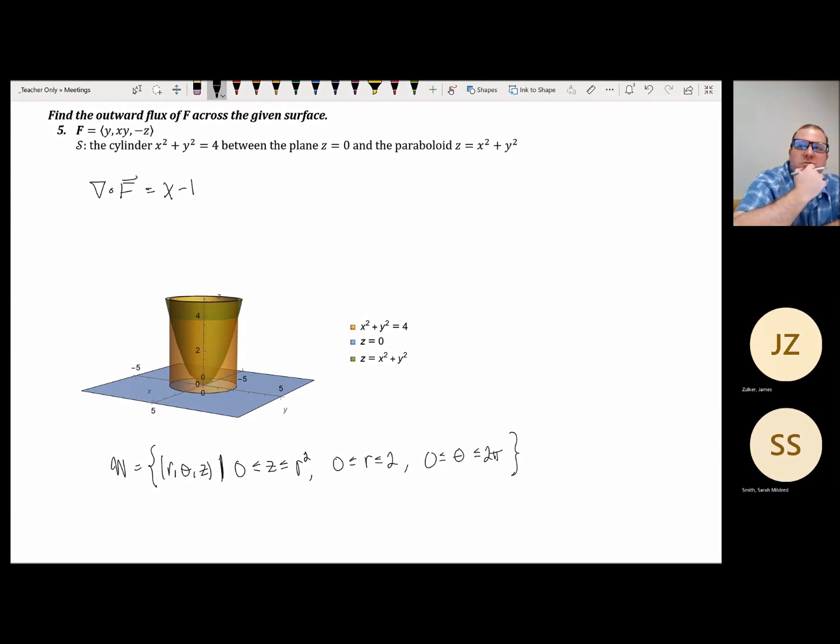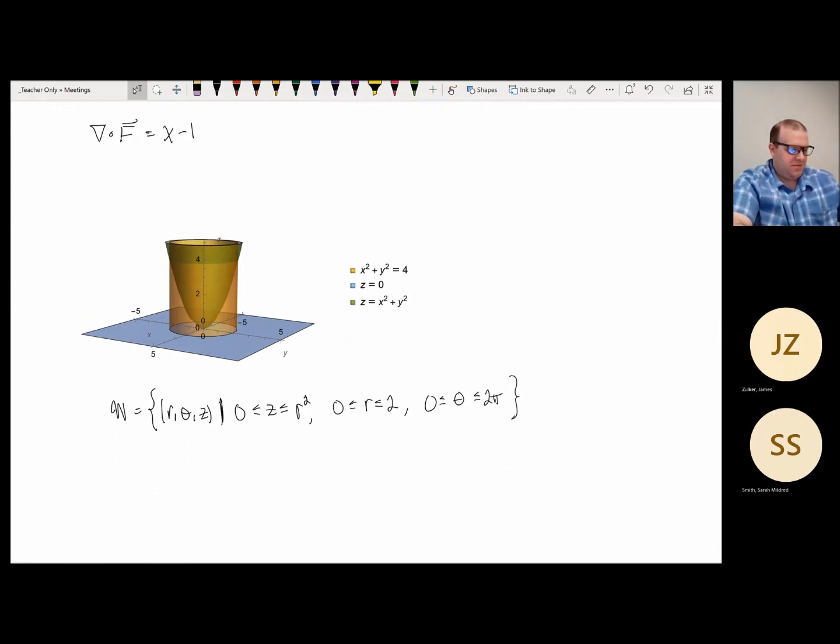Yeah, Z equals x squared plus y squared. Right, so in cylindrical, the paraboloid is defined as Z equals R squared. Right, in cylindrical, the cylinder is described as r squared equals 4, or r equals 2.